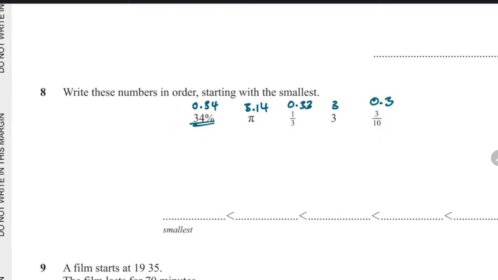So now you can see which one is the order. They say starting with the smallest. Which one is the smallest? 0.3, because it's just 0.30. So you say 0.3. Then it goes to 0.33. Then it goes on. Are we together?